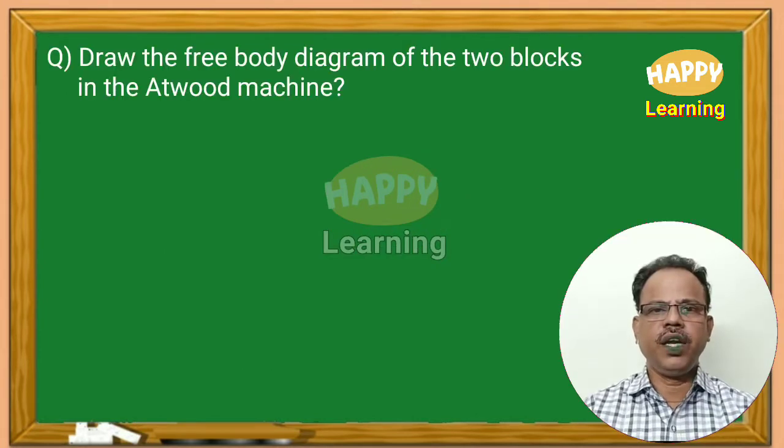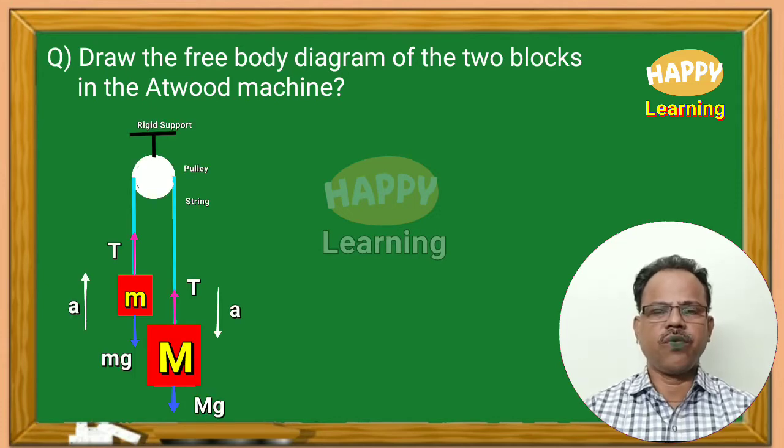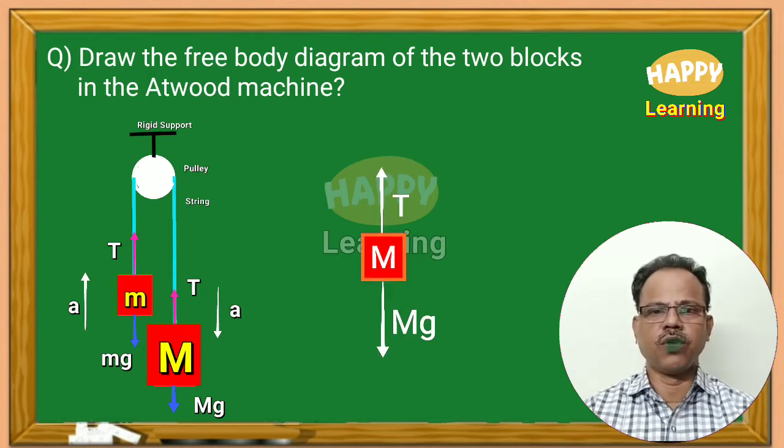Draw the free body diagram of the two blocks in the Atwood machine. This is the Atwood machine. It has two blocks, a string, a pulley, etc. Now, if you consider the block of mass capital M, its free body diagram will be this one. The block has one force mg downward, tension T upward. If you consider the other block, this will be its FBD.